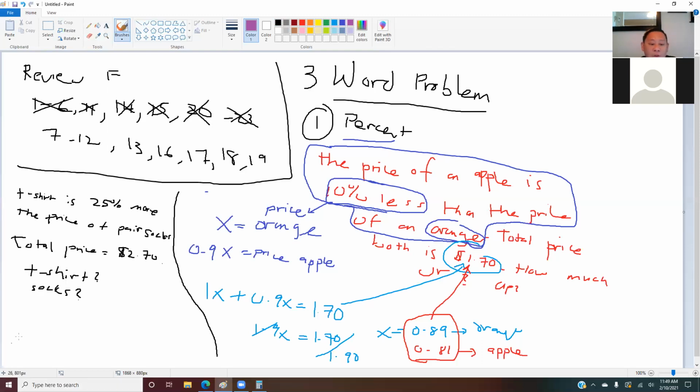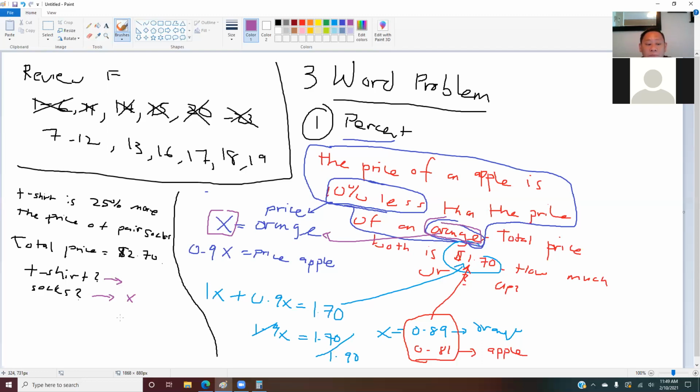Don't forget, make sure you declare which one is X first. And the X always comes at the very last. That's how you figure X. So Sinu, can you tell me which one is your X here? The price of a t-shirt or the price of a socks? The price of a sock. This is X. Can you tell me what is the price of a t-shirt in terms of X?